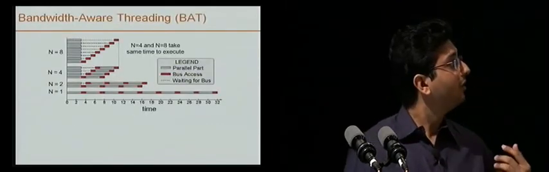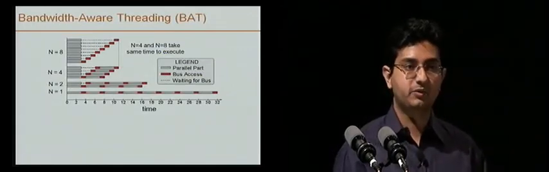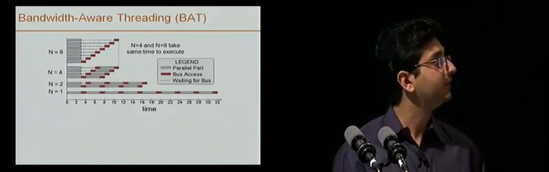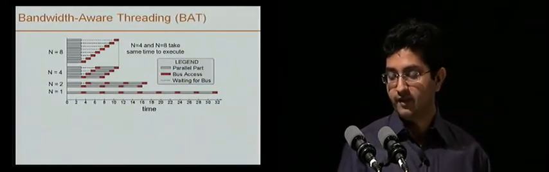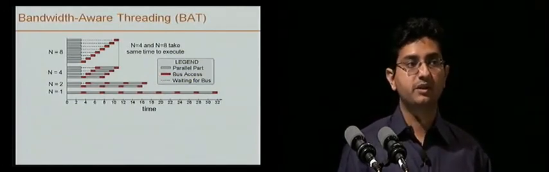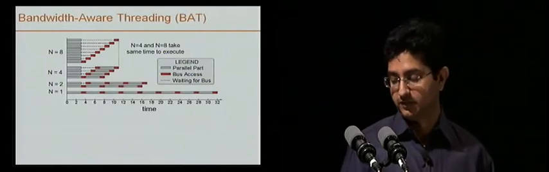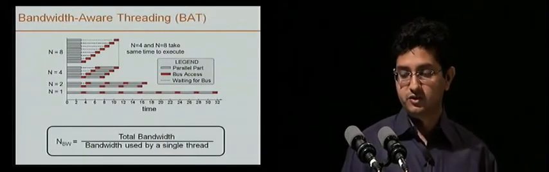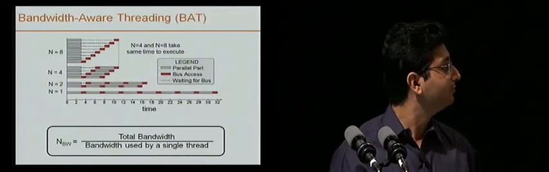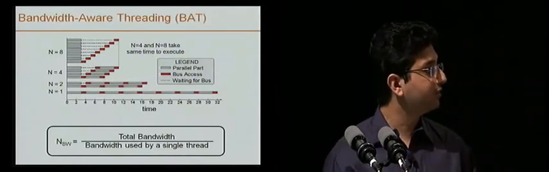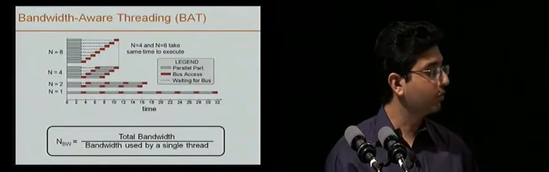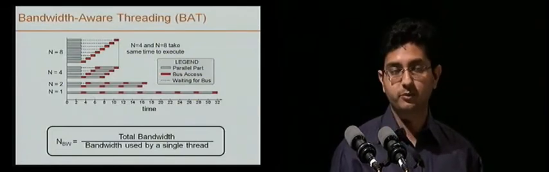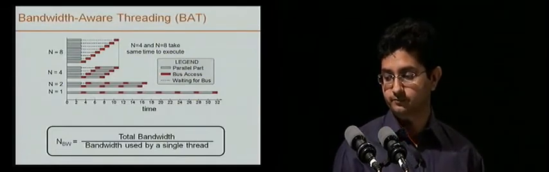Recall that once the off-chip bandwidth has been saturated, more threads do not provide any benefit in terms of execution time. If we assume that bandwidth increases linearly with the number of threads, we can develop a simple analytical model. That is, the bandwidth saturates when the number of threads, NBW, is equal to the total bandwidth divided by the bandwidth used by a single thread.